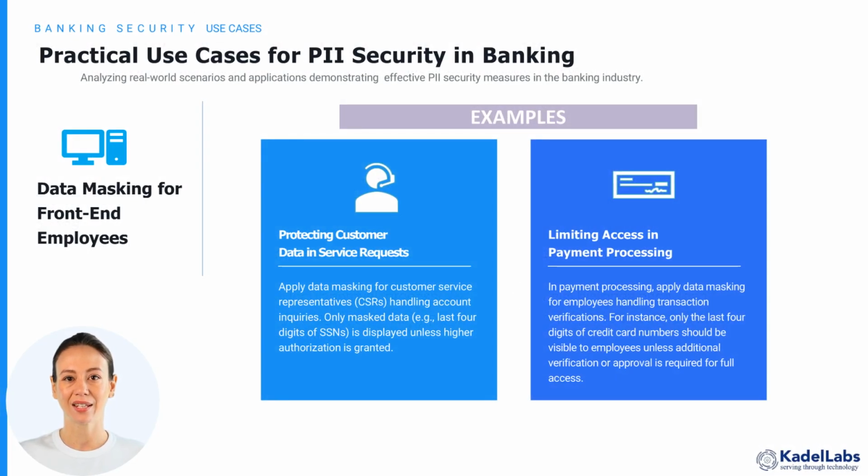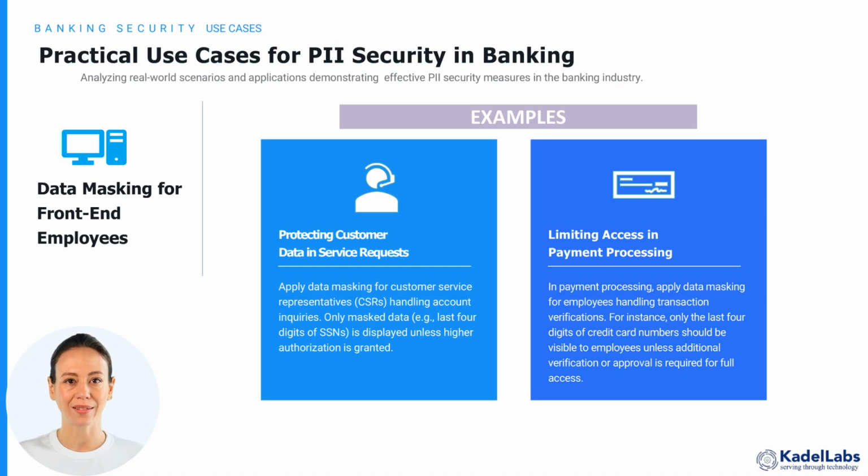Next, let's dive into data masking for front-end employees. This practice ensures that sensitive customer data is hidden unless there is a specific need for full visibility, minimizing the risk of unauthorized exposure. One common example is in customer service. When handling account inquiries, data masking ensures that representatives only see partial data, like the last 4 digits of a Social Security number, or SSN, unless higher authorization is granted. This approach protects sensitive information while still allowing the representative to assist the customer.